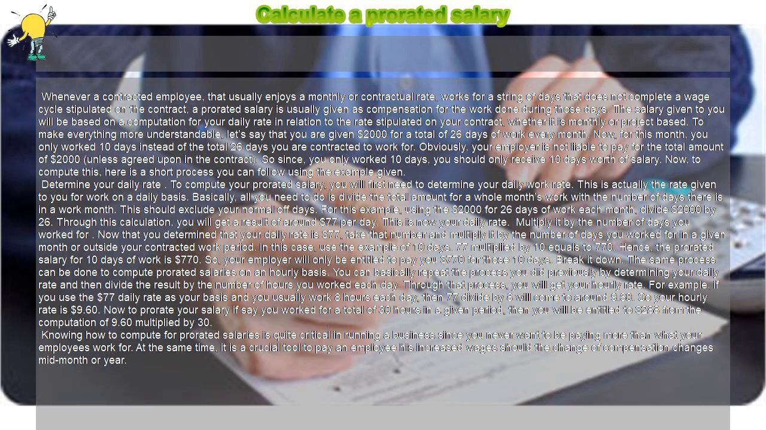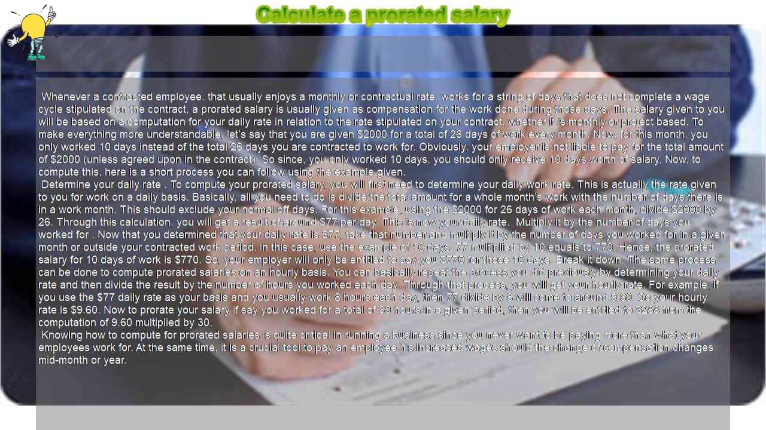To make everything more understandable, let's say that you are given $2,000 for a total of 26 days of work every month. Now, for this month, you only worked 10 days instead of the total 26 days you are contracted to work for.